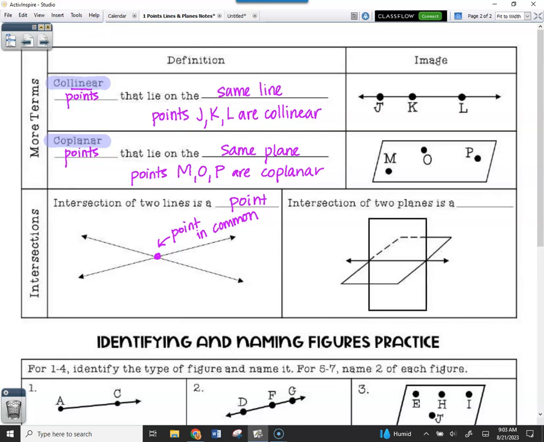Now, if two planes intersect, it's not a point that they have in common, it's actually a line that they would have in common. So in this case, it would be the line in common. You might want to take your highlighter and highlight this right here, because that's where the line is on both of those planes.